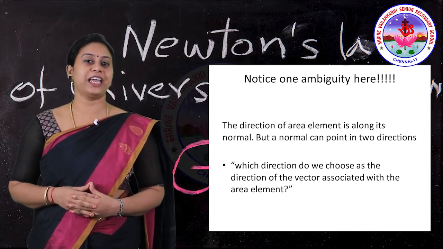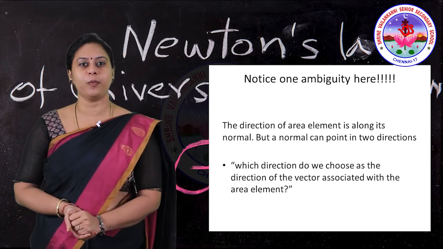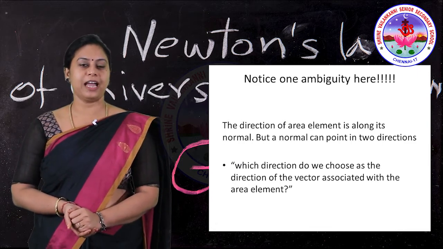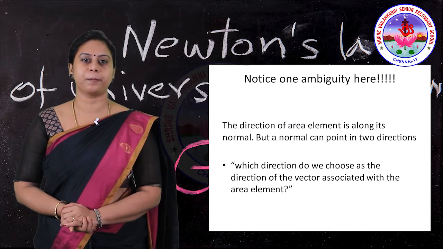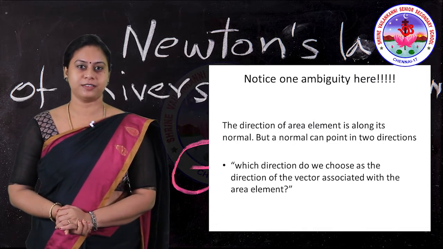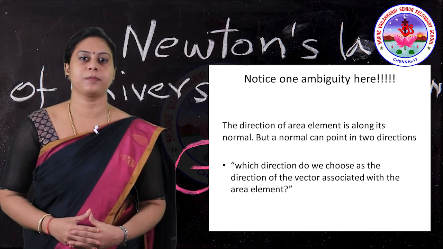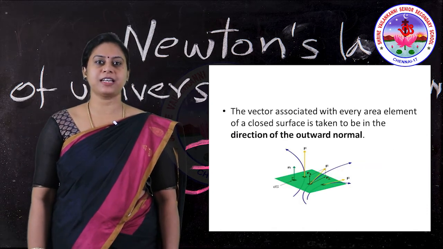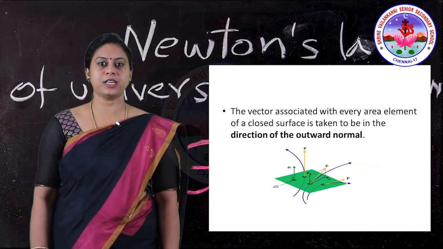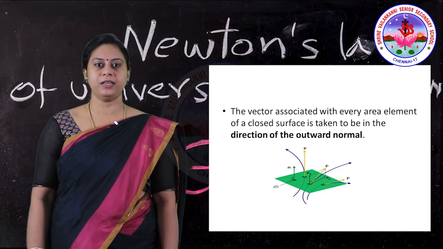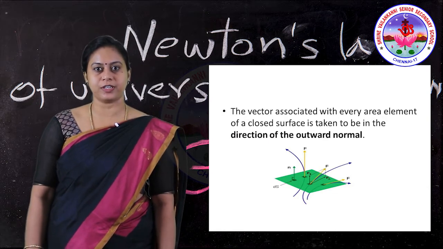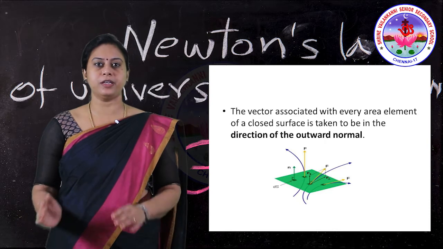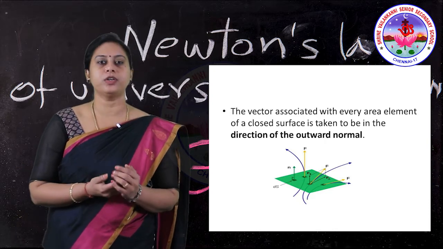Yes. Again, you can pause the video and search for the answer. Think about it. Yeah, of course, children. Is it right? Yes. By observing the diagram, you may understand that the vector associated with every area element of a closed surface is taken to be in the direction of the outward normal.